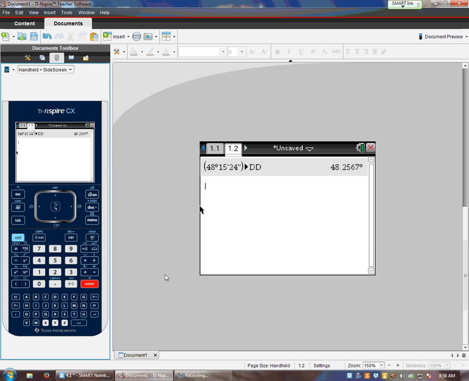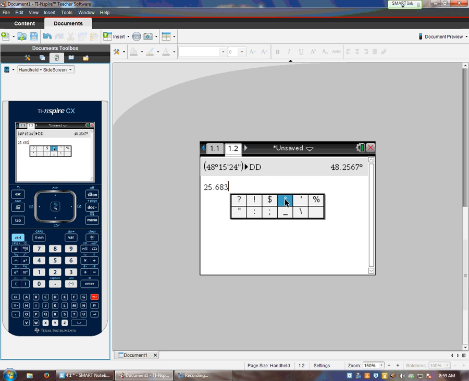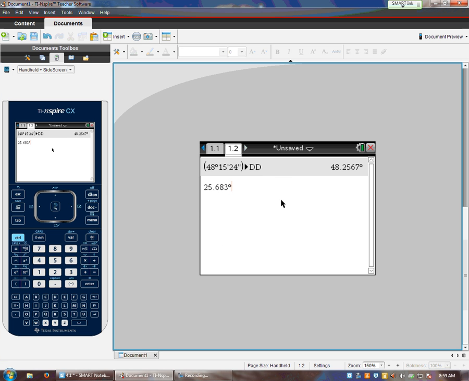Let's see how this would work in reverse. So if I enter something like 25.683, and I want to say that's degrees, so it's a decimal. Let's push our degree symbol. So that's degrees right here. And now I want to convert that to degrees, minutes, seconds from decimal degrees.